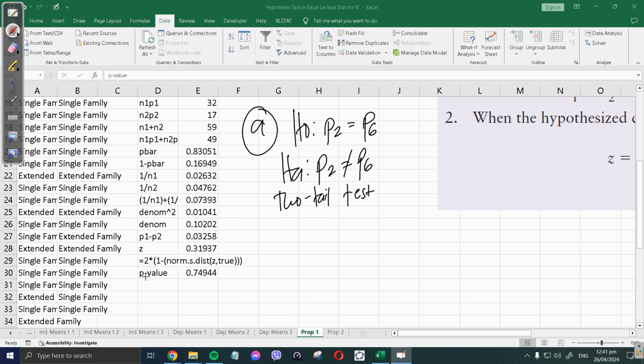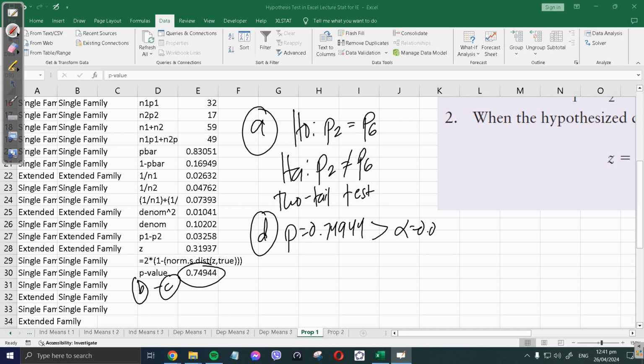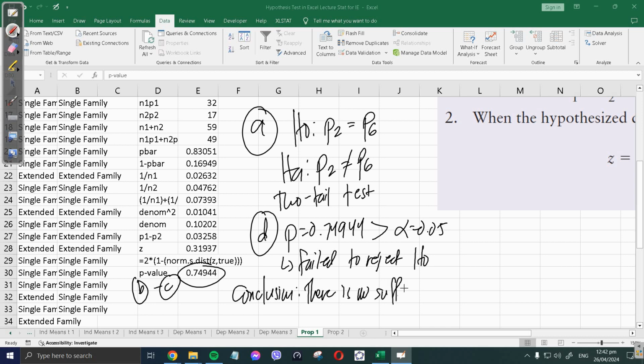Now, with that in mind, this is already steps 2 and 3, and this is the p-value we have. So for step 4, the p-value of 0.74594 is obviously bigger than the alpha of 0.05. Hence, we have failed to reject H0. Our conclusion now is that there is no sufficient evidence to reject H0. Thus, the proportion of region 2 is just equal to the proportion of region 6.